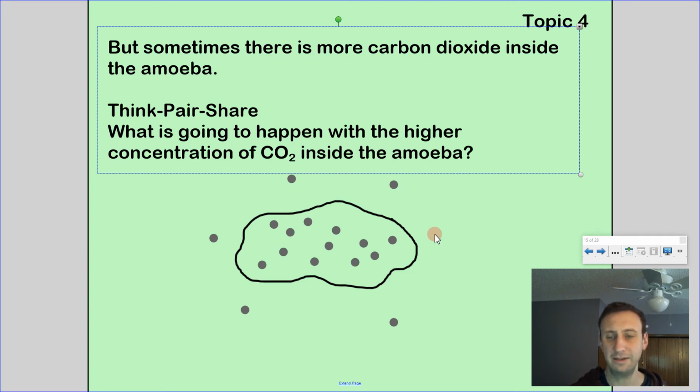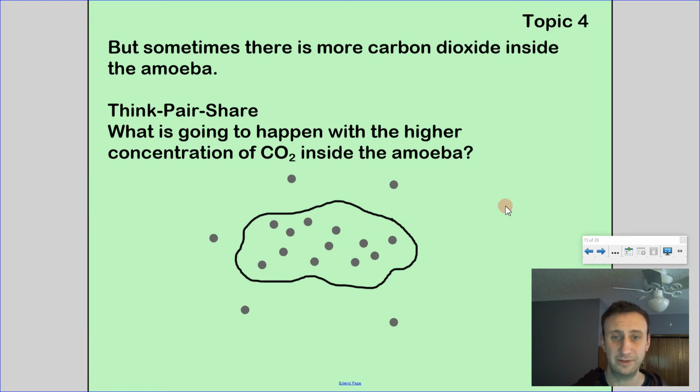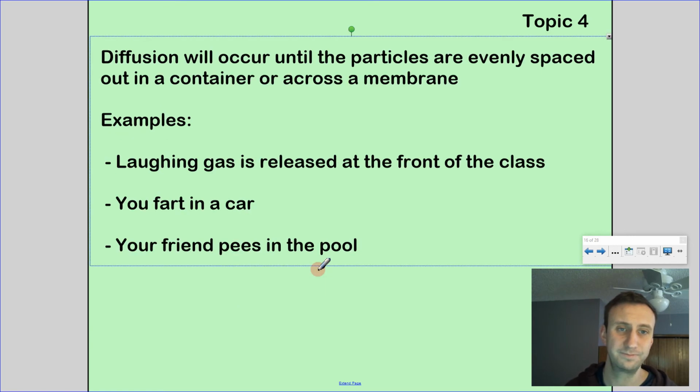Well, let's say that the amoeba makes a ton of carbon dioxide. Well, all of a sudden now there's a lot of CO2, a lot of carbon dioxide inside and not very much outside. So what's going to happen? Well, what's going to happen is that over time, this is going to end up moving out. It's going to diffuse out. So these particles and their collisions and their movement are going to end up going from where there's a high concentration to where there's a low concentration. And that's diffusion. That's all it is. It's just things moving from where there's a lot of it per unit of volume to where there's less of it. So diffusion will occur until the particles are evenly spaced out in a container or across a membrane.